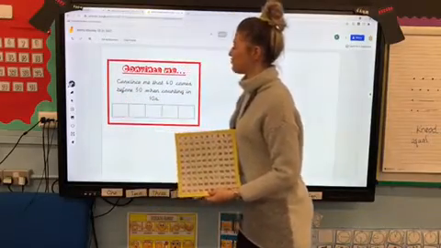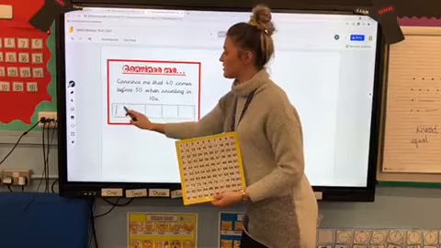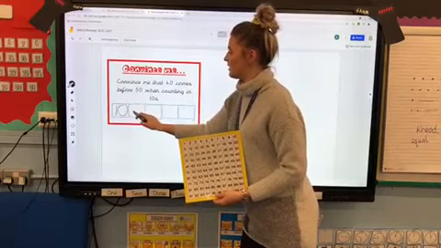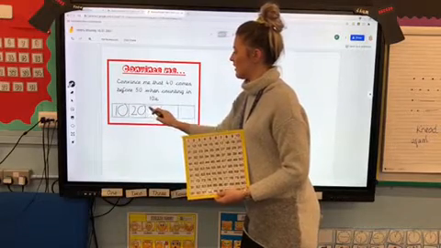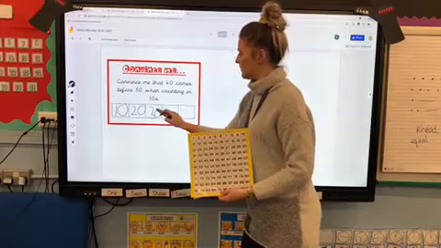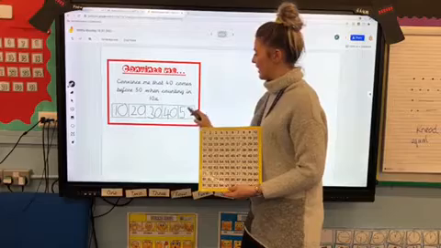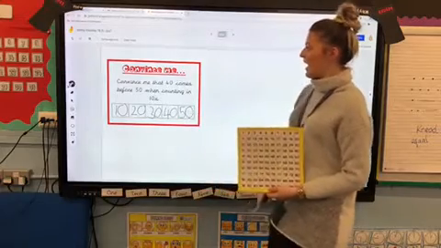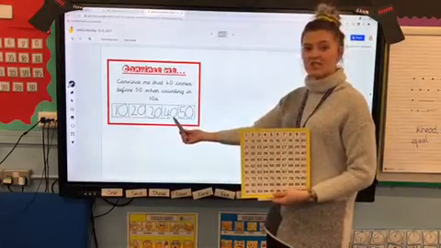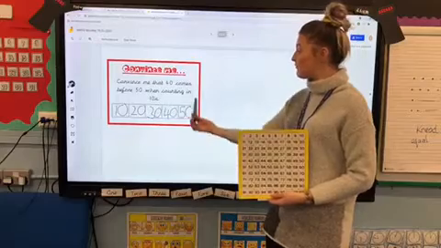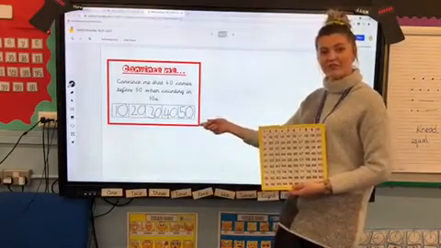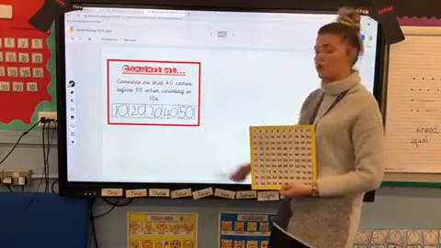So I'm just going to write the multiples of 10. 10, 20, 30, 40, 50. Can you see that 40 does come before 50? I have convinced you, I have shown you that it does.